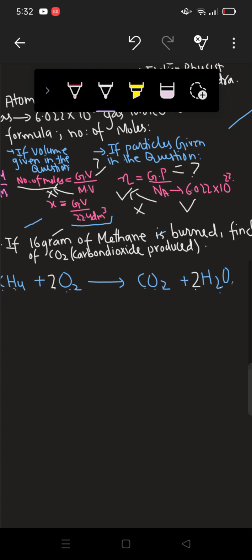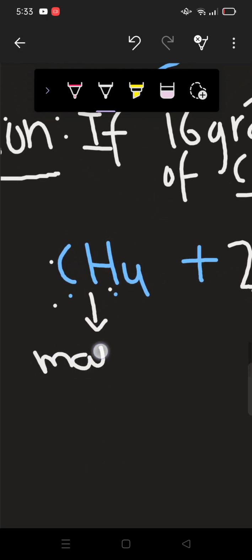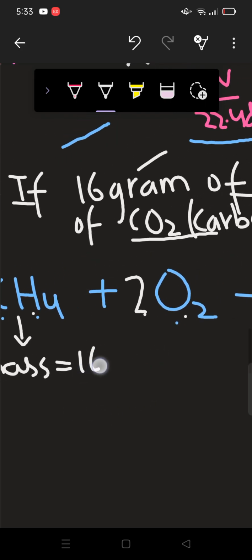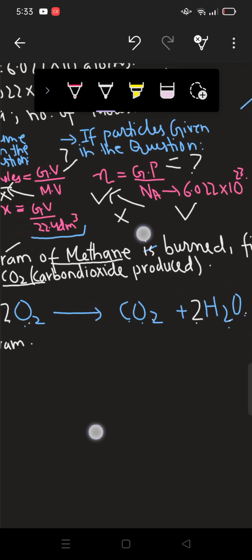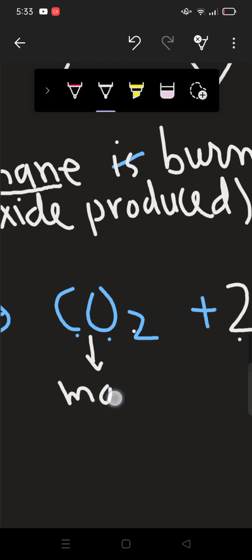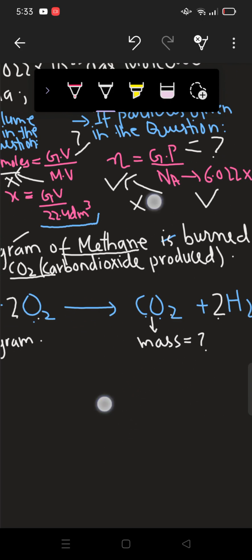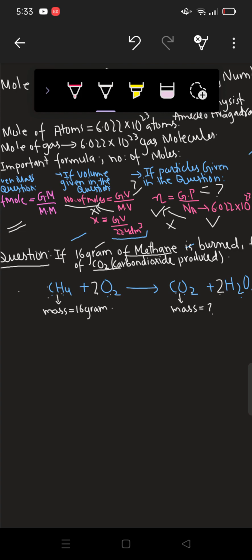Now, 16 gram of methane is burned. Find the mass of carbon dioxide. They have given the mass of methane, which is equal to 16 gram, and they have asked about the mass of carbon dioxide. The initial step is to find the number of moles of each substance, or find only the number of moles which are important in the chemical equation, right?